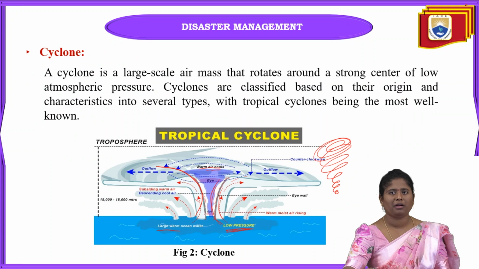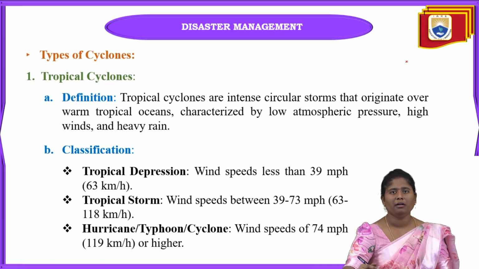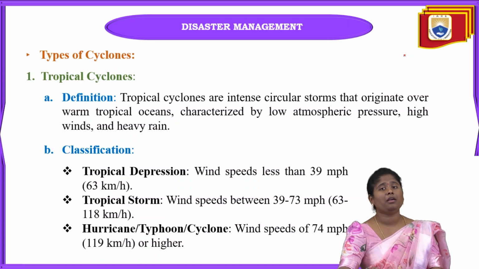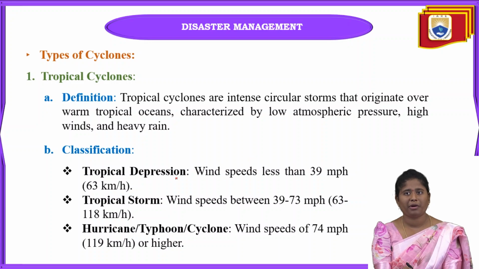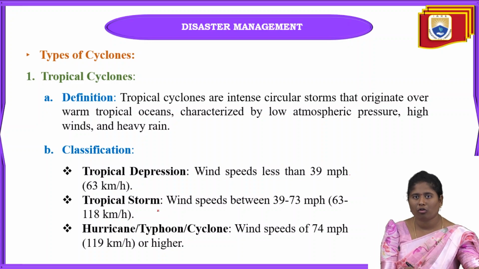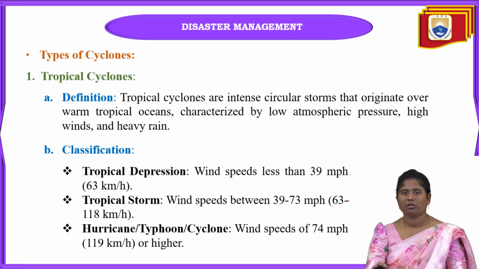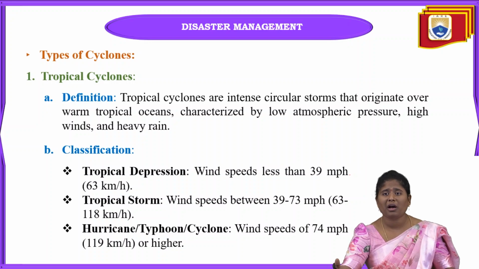Coming to the first one, the classification of tropical cyclones. Tropical cyclones are very intense circular storms that originate from the tropical oceans, having low atmospheric pressure, high wind and also heavy rain. Mainly in tropical cyclones, we have some classification. For a tropical depression, the wind speed will be less than 39 mph. For a tropical storm, the wind speed will be almost 39 to 73 mph. For the next one, that is hurricane, tufan, or any cyclone, the wind speed will be 74 mph. This 74 mph is the higher amount of wind speed.